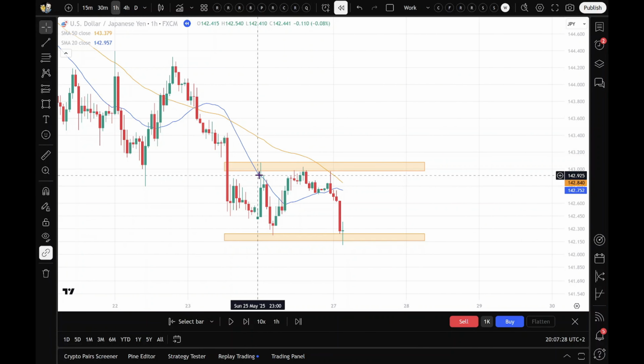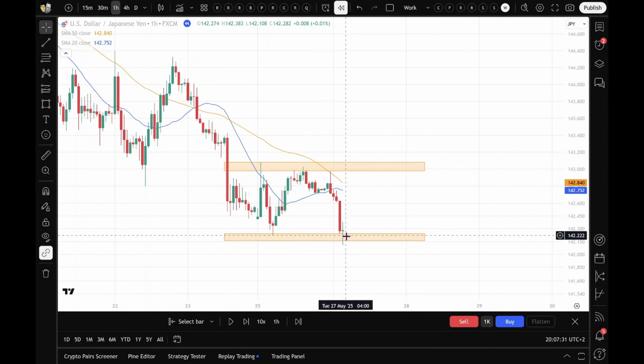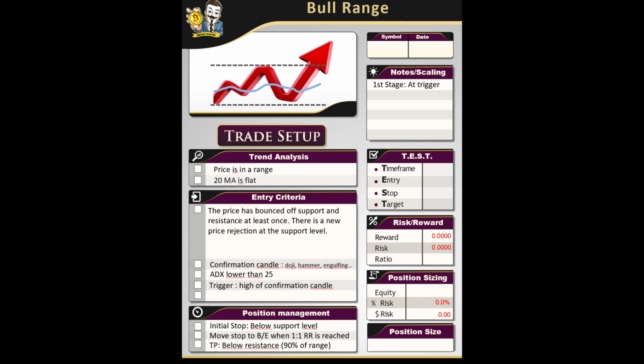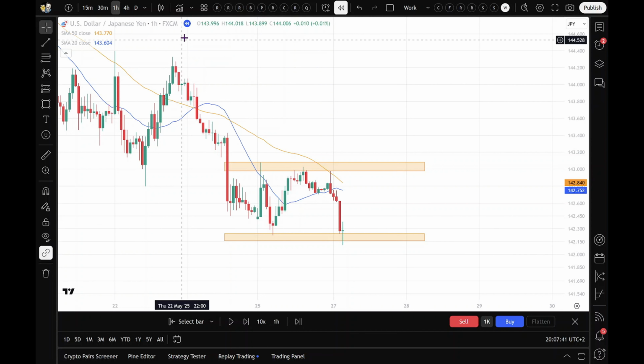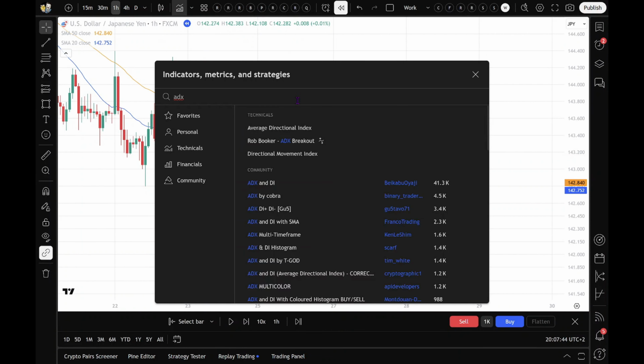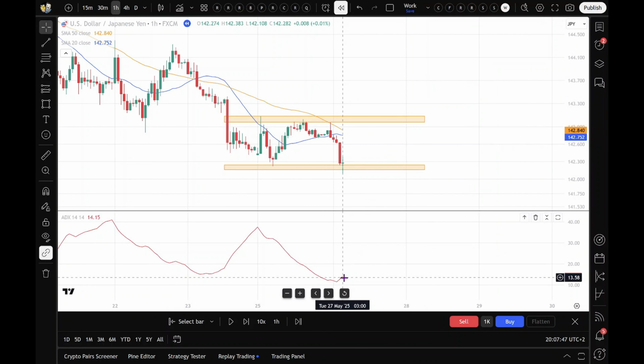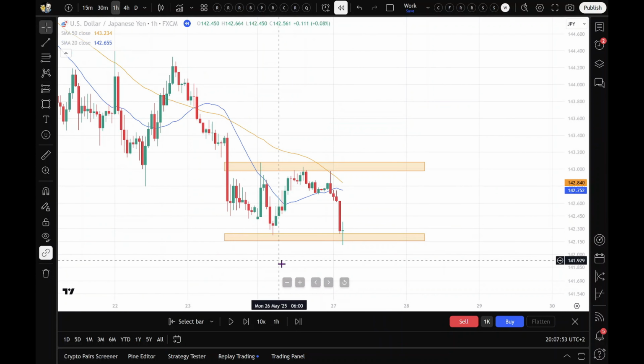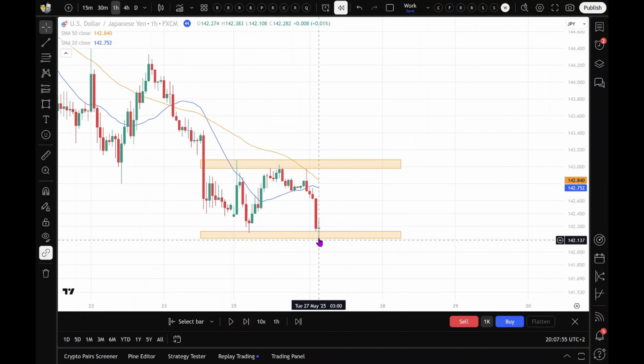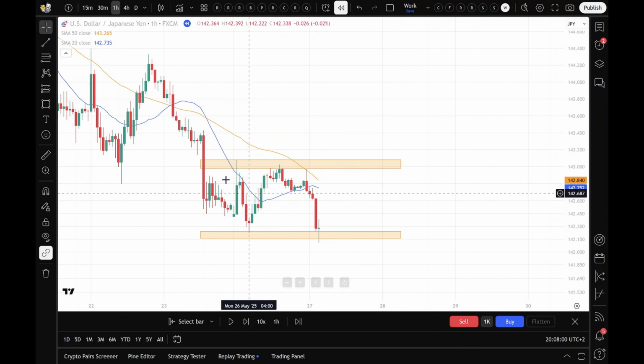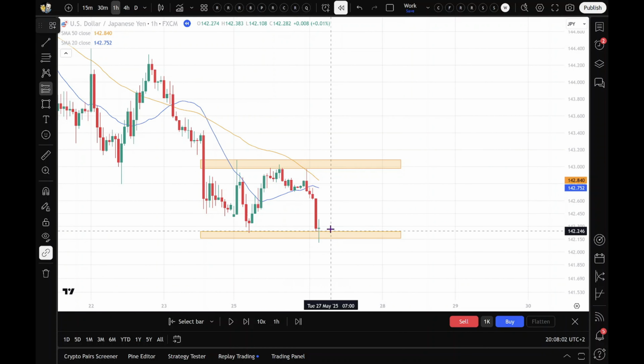So here we have USD yen in a clear range, and the 20 SMA is quite flat, which confirms the lack of trend. Let's apply the range strategy, which follows this setup. As we can see, if I add the ADX indicator, it's showing a value of 14. That confirms we're in a ranging market. Then we spot a beautiful doji candle, which is a classic reversal signal. Based on that, we open a long position right here.